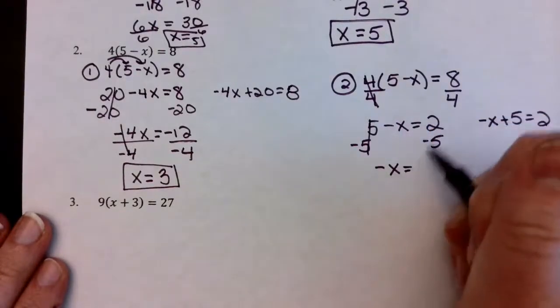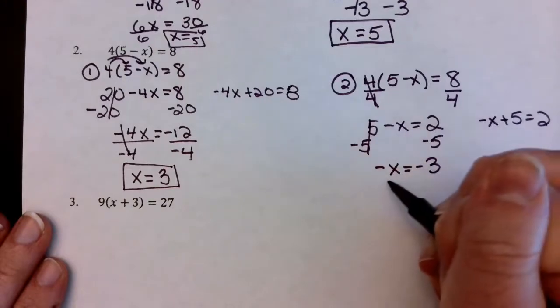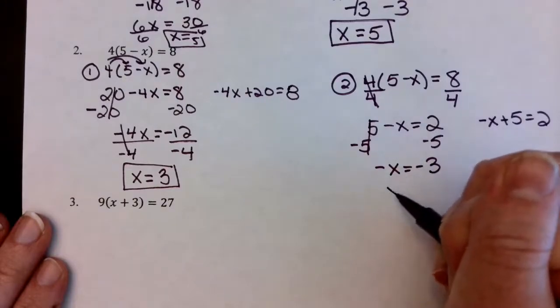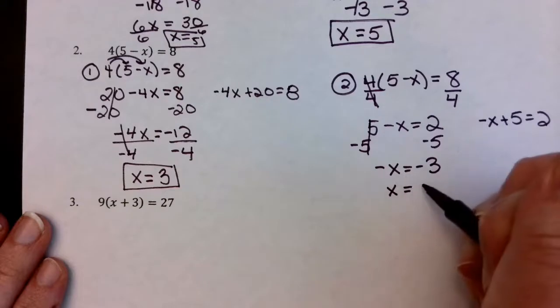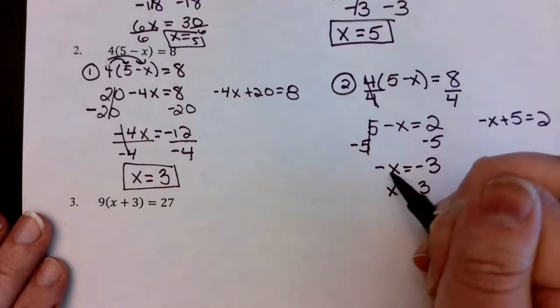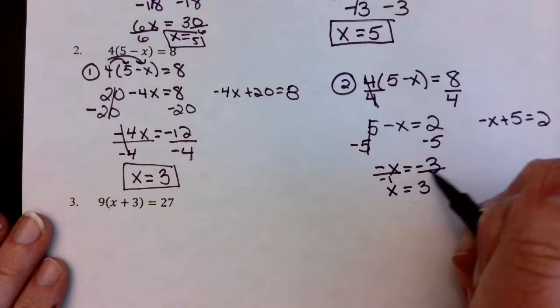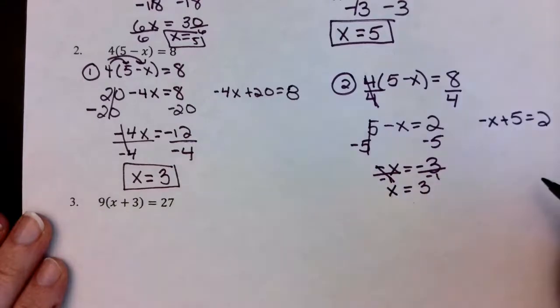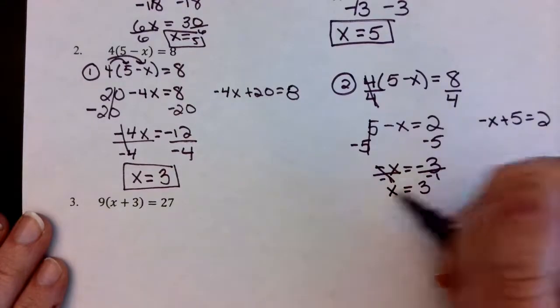Negative x equals 2 minus 5, which is negative 3. I always want this to be a positive, so x equals 3. If you don't see it, you divide both sides by negative 1 to cancel out the negative. x equals 3.